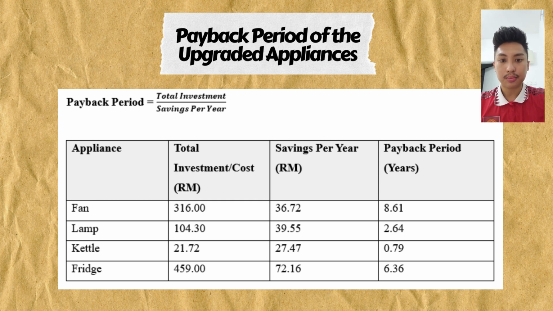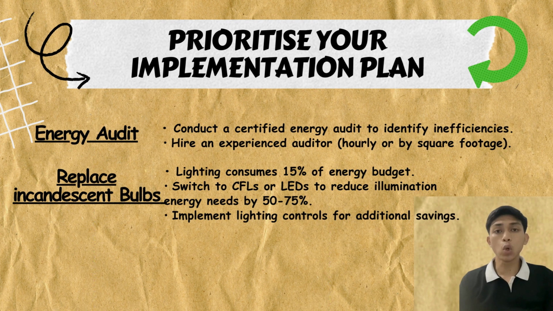Thank you. Next is 7.0, which is prioritize your implementation plan. The first one is energy audit. Optimizing the use of energy in the home begins with conducting a verified energy audit under the direction of a skilled auditor. This intensive inspection explores every crevice inside and outside the home. These experts are able to spot inefficiencies and the places where energy is being squandered.